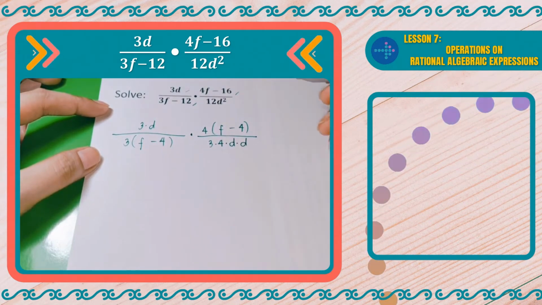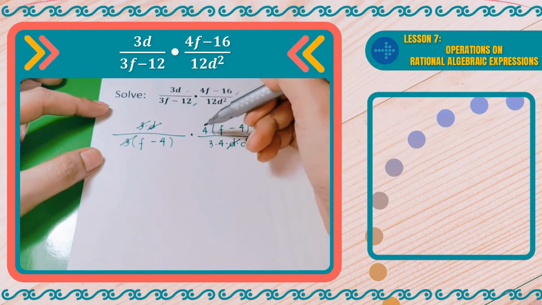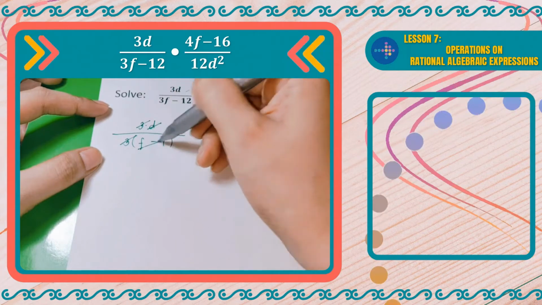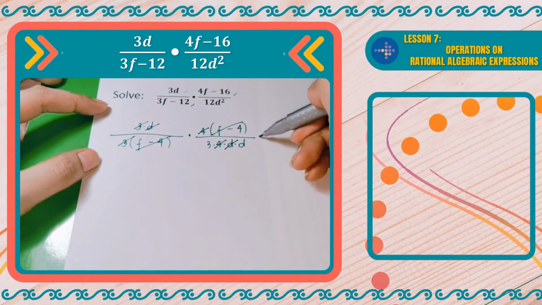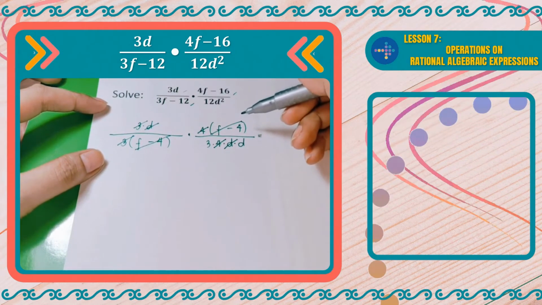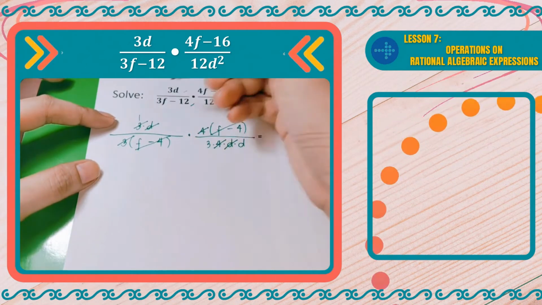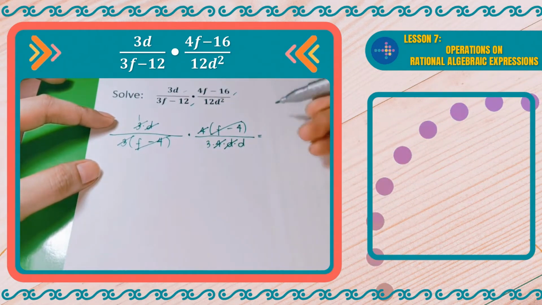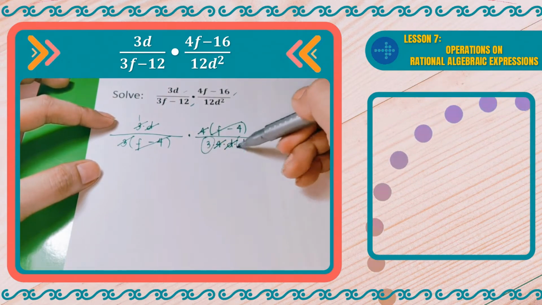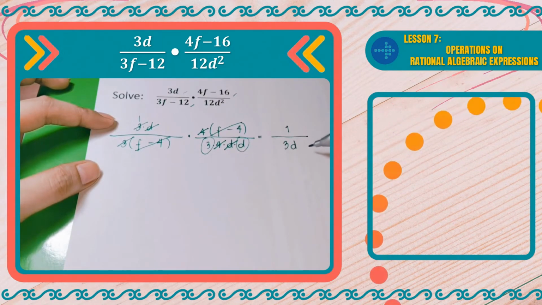Then cancel common factors. So we have 3, we have d, we have 4, and the binomial f minus 4. So multiply the remaining factors in the numerator. Yun yung mga na-cancel natin. Ibig sabihin yan, a number divided by the number itself is equal to 1. So if all of them are 1, 1 times 1 is equal to 1. Then in the denominator, we have 3 and d, therefore 3d. So the final product is 1 over 3d.